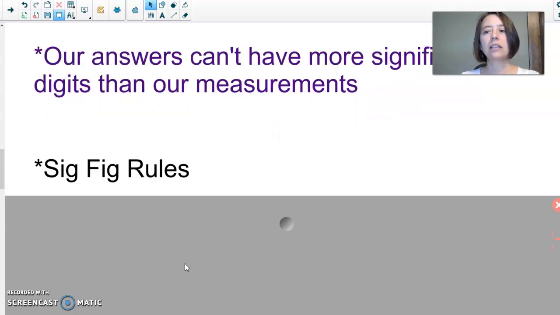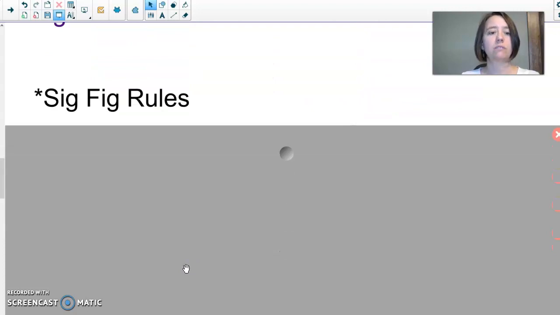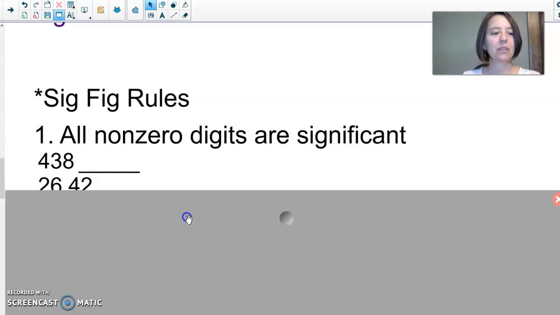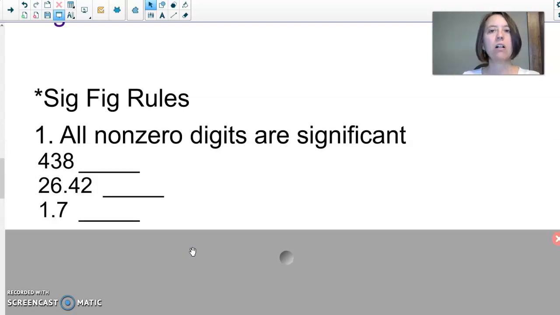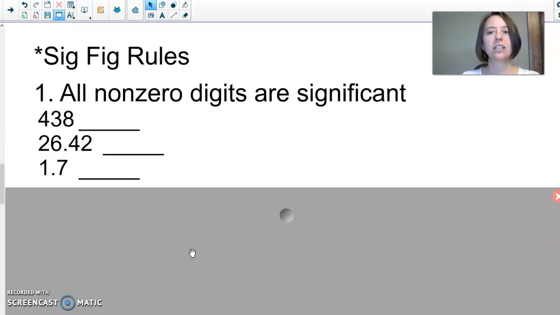So to make sure we're not lying to people, there are some rules to follow. So are you ready? Please write these down. Number 1, all non-zero digits are significant. So 438, none of these are zeros, so they're all non-zero.